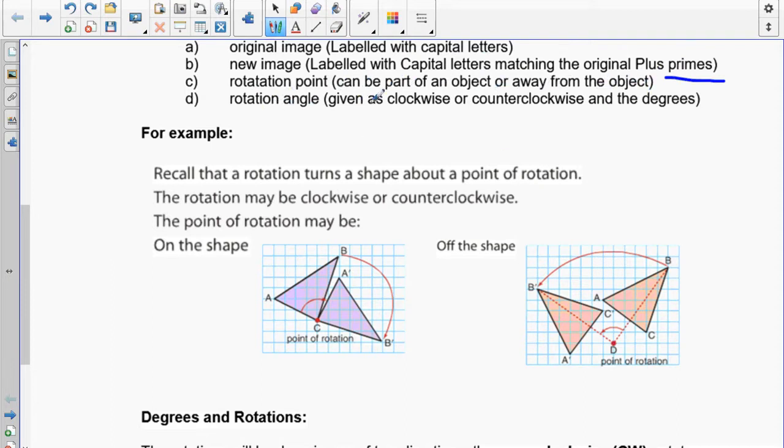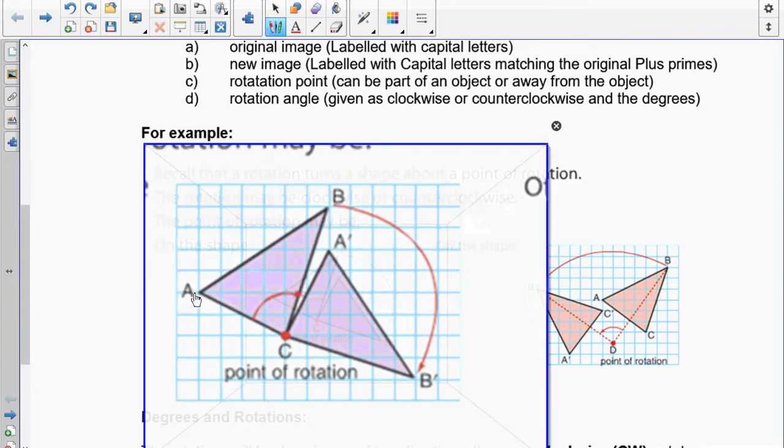Now, the rotation is always going to be given to you as clockwise or counterclockwise. So what does that look like? Let's take a look right here. All right, this is A, B, C, so this is your original image. This is our rotated image, and you can tell that because it's got A prime, B prime, and C prime, which you can't see right here. Now this image has been rotated clockwise. If you imagine the 12 at the top, the 6 at the bottom, 3 on the right, and the 9 on the left, this is going to go 1, 2, 3, 4, 5, 6. So it's going clockwise. All right.